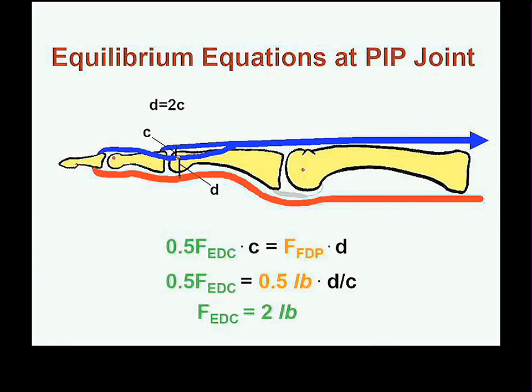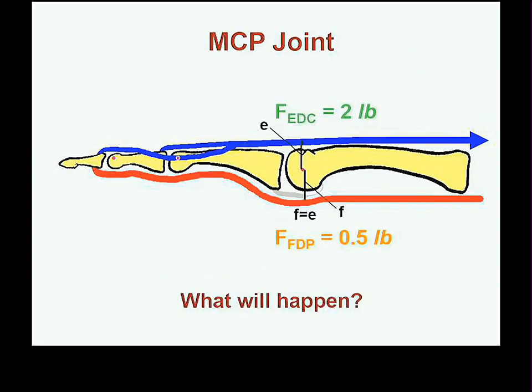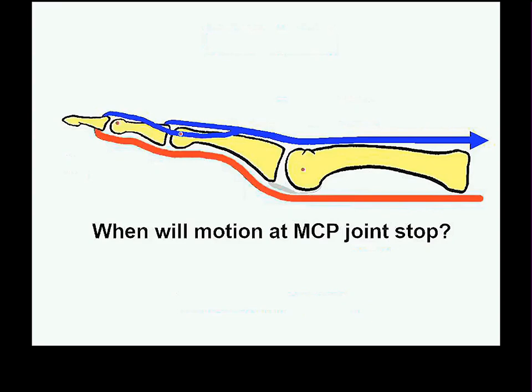Same equation set for the middle joint. You need a force in the extensor digitorum communis of 2 pounds, 1 pound of which gets transmitted to the central slip, and that balances the half a pound of passive tension. At this joint, we've got now 2 pounds of force in our extensor digitorum communis. We've got a half a pound of force in the flexor digitorum profundus, passive force, green is active force. What will happen? I've got 2 pounds of force here, a half a pound of force there. Yes, this is what will happen.